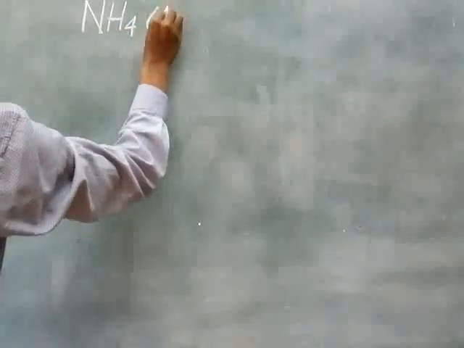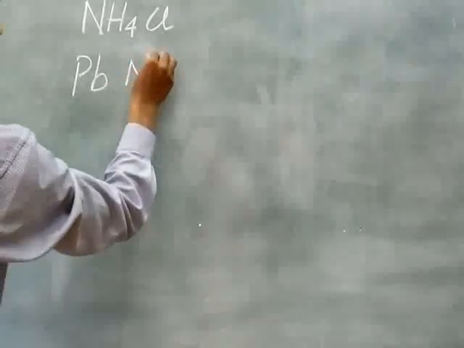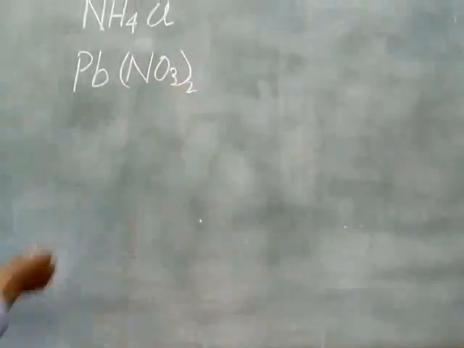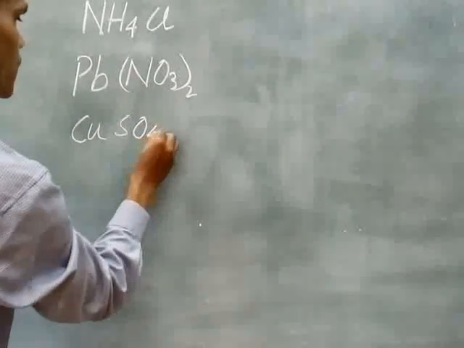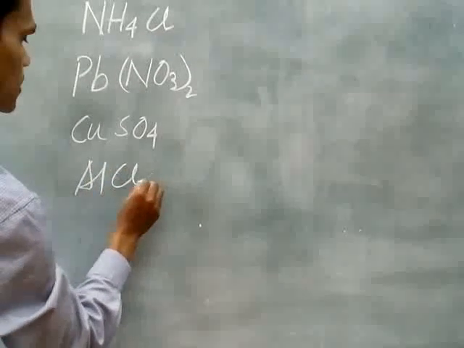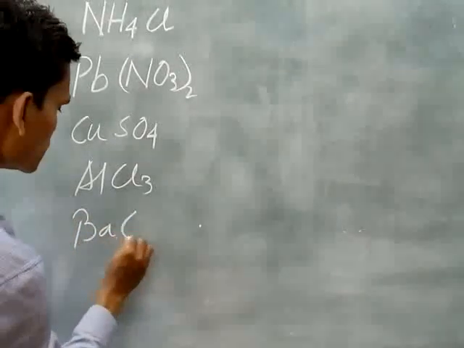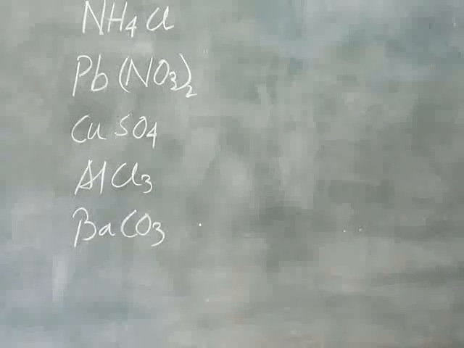For example, ammonium chloride, NH4Cl, lead nitrate, Pb(NO3)2, copper sulfate, CuSO4, aluminium chloride, barium carbonate are some examples of inorganic salts.